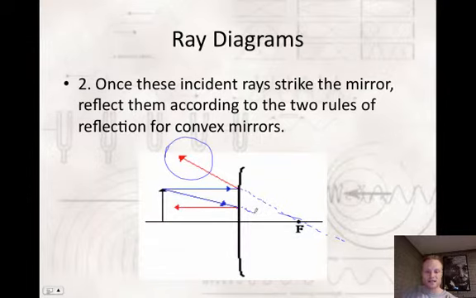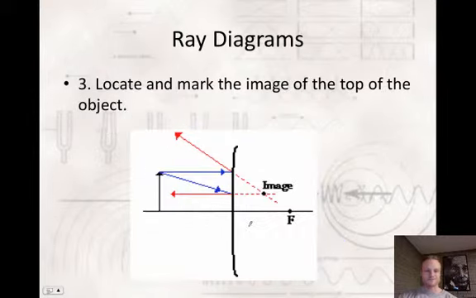The second rule was that this incident ray is traveling towards the focal point. If I were to extend this line towards the focal point, it would go through the focal point, but it's going to reflect parallel. This reflected ray is going to reflect parallel to the principal axis, this black line going through the middle of the convex mirror.